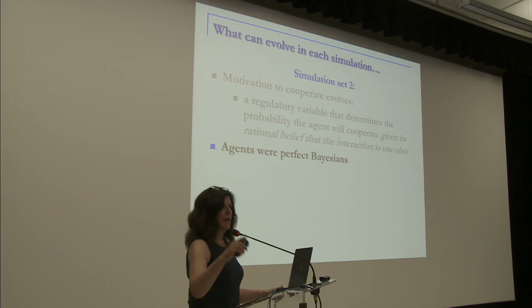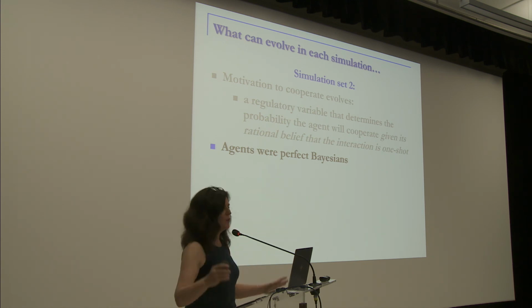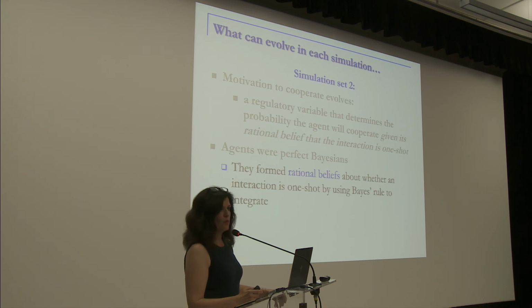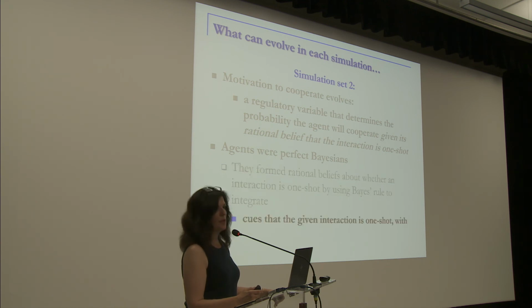In the second simulation set, motivation to cooperate is what evolves. It's a regulatory variable that determines the probability an agent will cooperate given its rational belief that the interaction is one-shot. The agents were perfect Bayesians. They are this typical psychologist's dream of a rational agent. And they formed rational beliefs about whether this is a one-shot or repeated interaction by using Bayes' rule to integrate cues that the given interaction is one-shot with perfect knowledge of the base rate of one-shot interactions in the population.